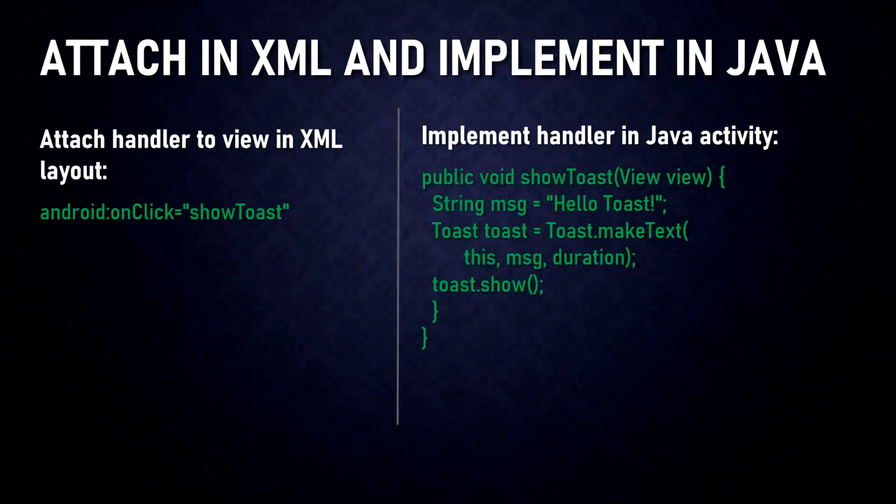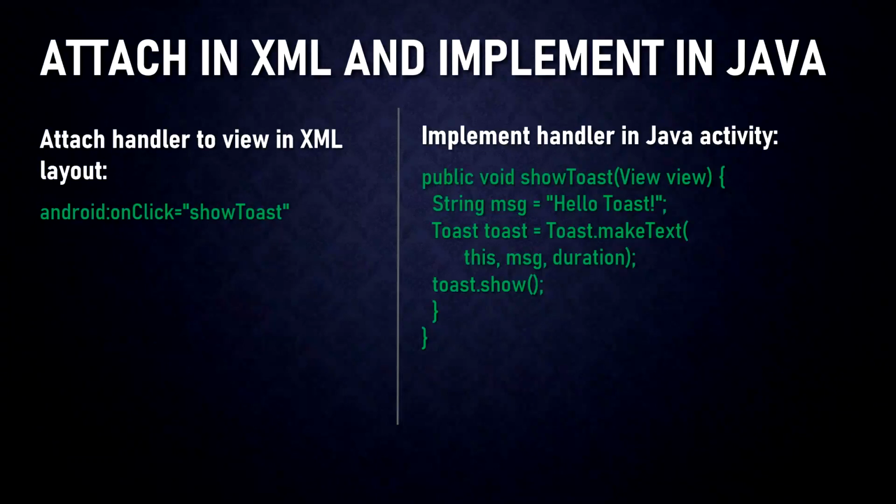There are two ways to implement events in your code. One is by using XML, and another way is by using Java. Here you can attach an event to your view using the XML layout by using the attribute called onClick. You just specify android:onClick, where we specify the method name to call when this view is clicked. Here we are specifying to go to the showToast method if this view is clicked by the user.